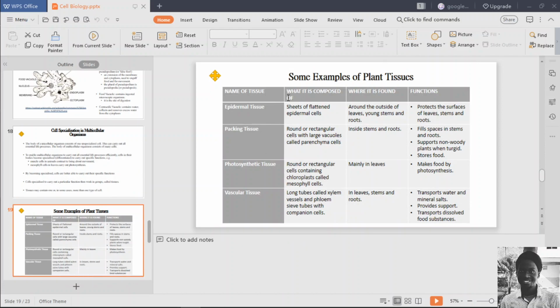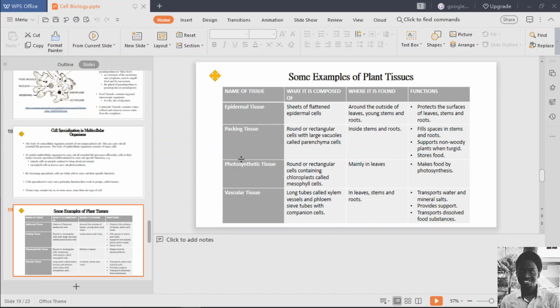Let's look at some examples of plant tissues. We have epidermal tissues, packing tissues, photosynthetic tissues, and vascular tissues in plants. These are the four broad types of tissues in plants. Epidermal tissues are composed of sheets or layers of flattened epidermal cells. They are found around the outside of leaves, young stems, and roots, and their function is to protect the surfaces of leaves, stems, and roots.